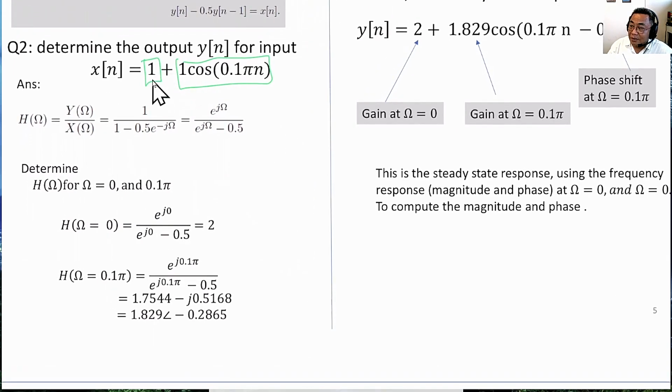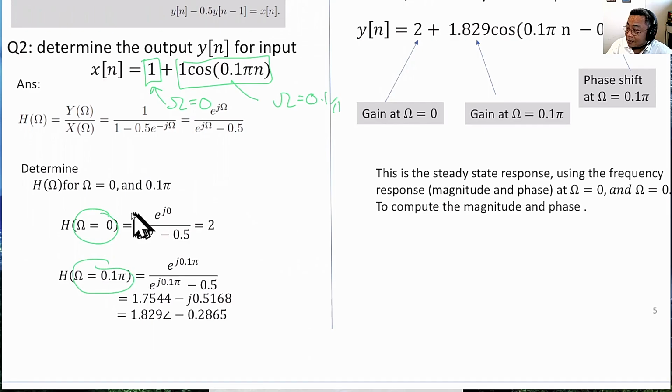Now, what is the frequency of this signal? The frequency of this signal is of course omega equals 0.1 pi. What about this? The frequency is omega equals 0 radian per sample. At every sample, we are not changing its value, so it's always 1 throughout. So we now need to see the frequency response at omega equals 0 and omega equals 0.1 pi. So this is it.